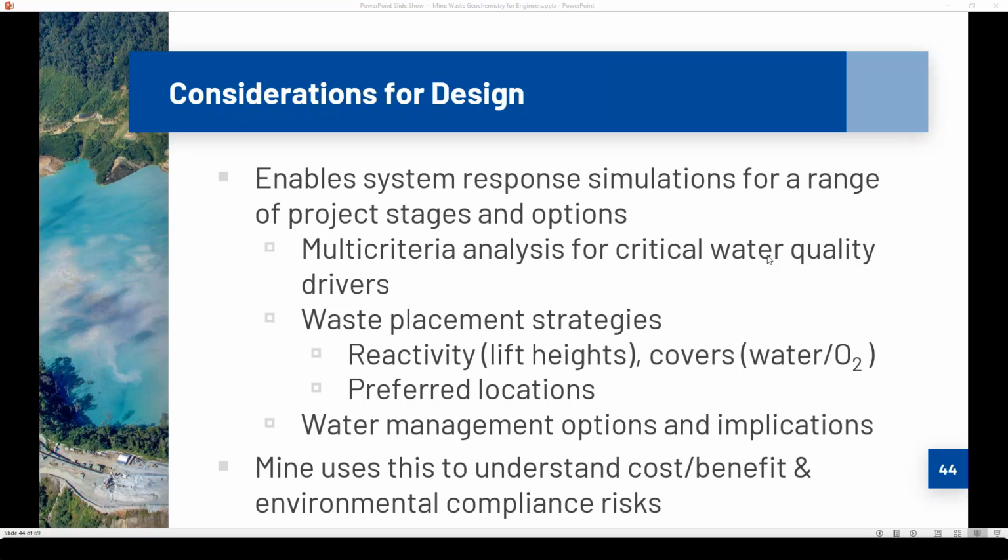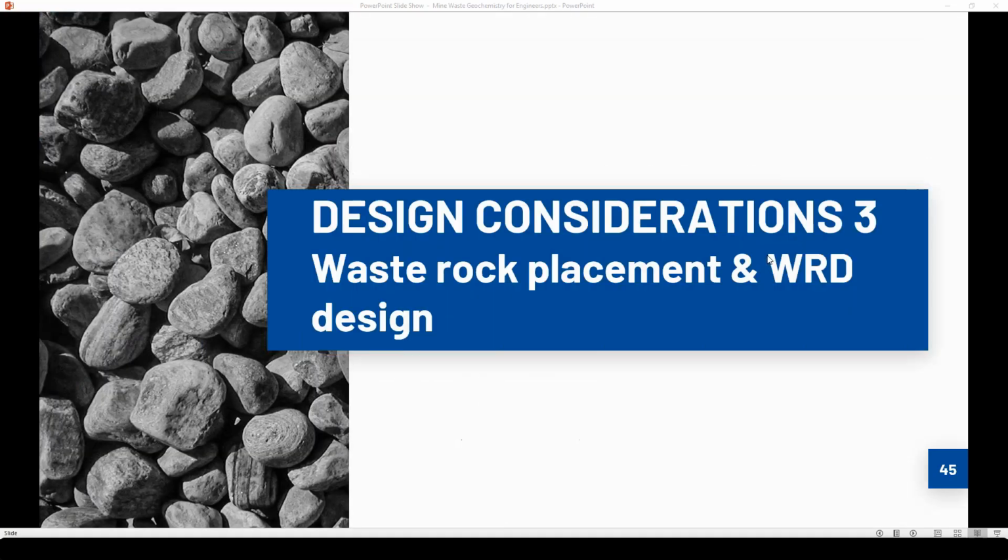using different multi-criteria analyses to understand the critical water quality drivers, understanding what the impact would be of different waste placement strategies, and then to use all of that in the context of both the cost benefit of spending the money to do these alternatives versus the environmental compliance and the risks. So that's a really good example of where that is all used together.